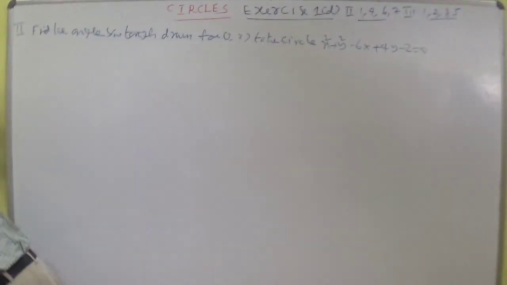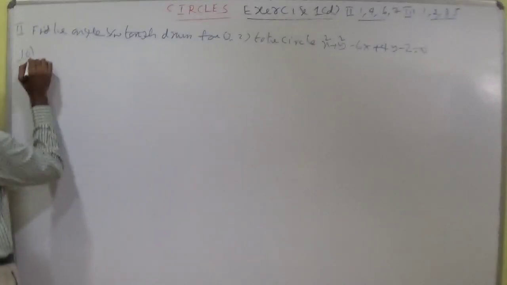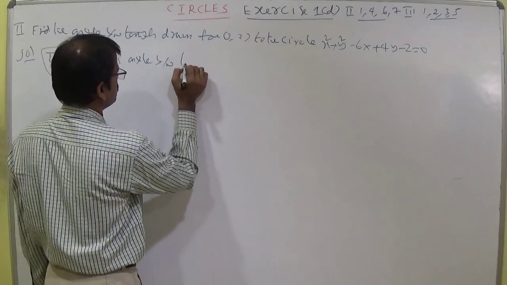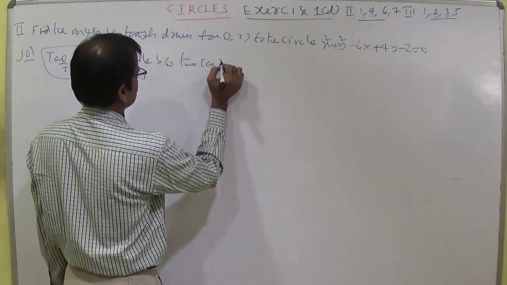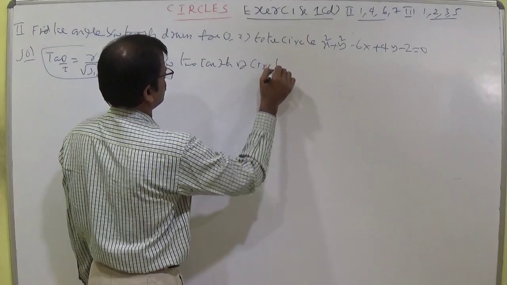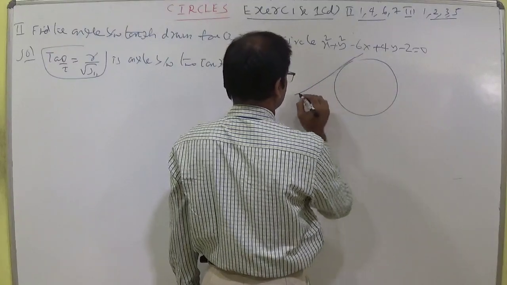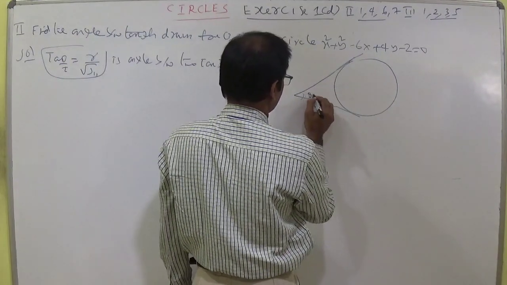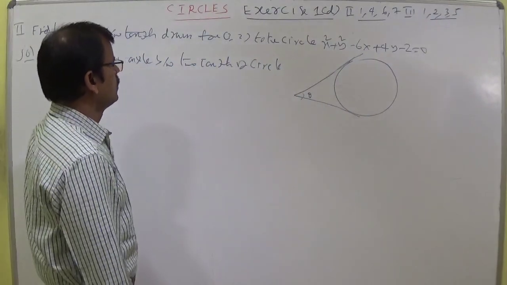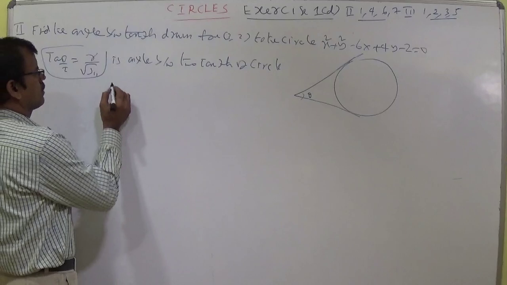The angle between tangents of a circle, we have discussed the formula: tan theta by 2 is equal to r by root s11, where theta is the angle between the two tangents of the circle. This is the rough diagram. This is full theta. So what is S11, what is R?